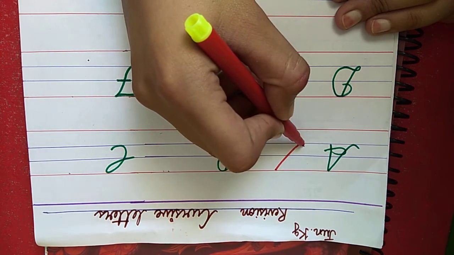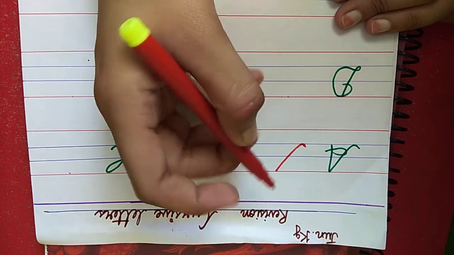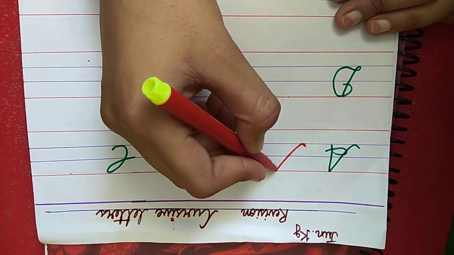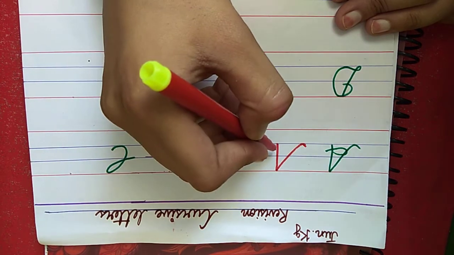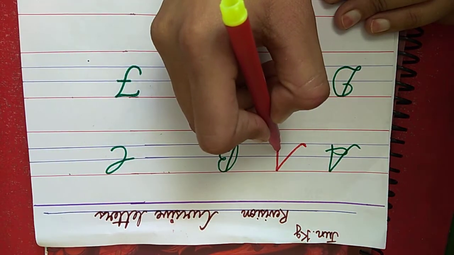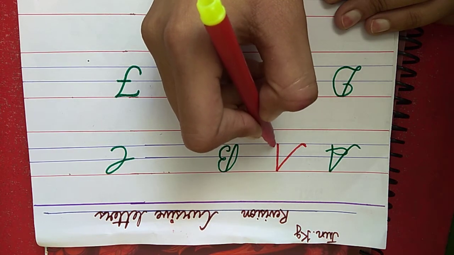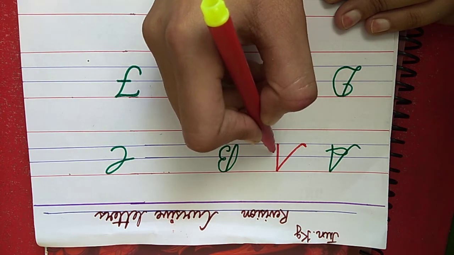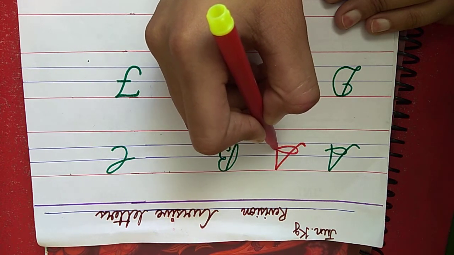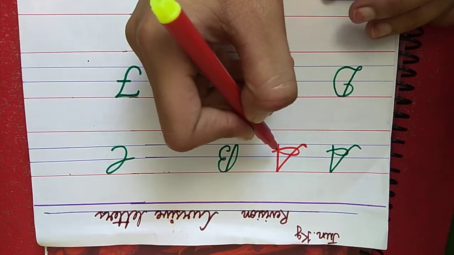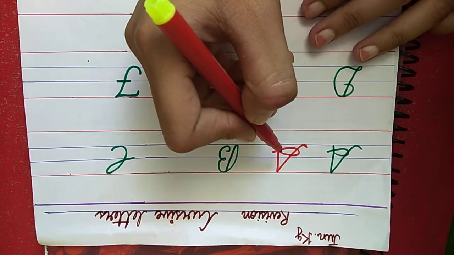From the blue line to the red line and again draw a slanting line. Okay. Now a loop between these two blue lines. आपको क्या करना है? इन दोनों ब्लू लाइन्स के बीच में लूप बनाना है. Like this. What is this? This is letter A. A for apple.